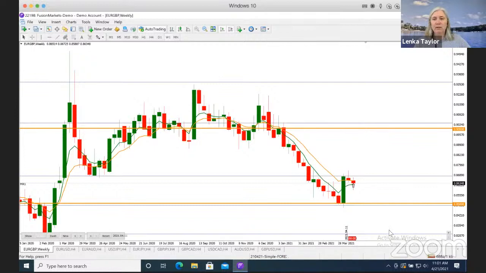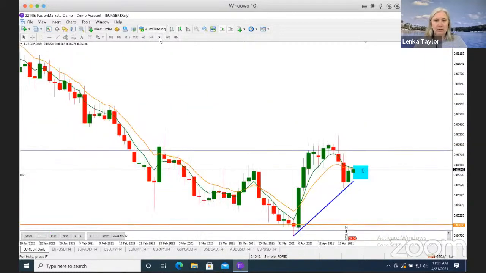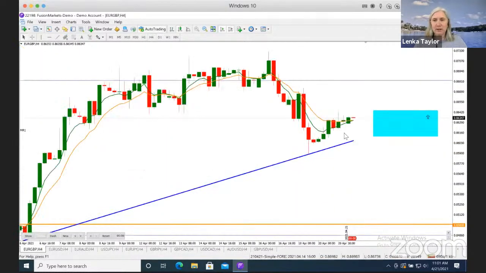in between the horizontal lines. So looking for a setup either close to the line or above that horizontal for confirmation. So let's see what happens with that one.